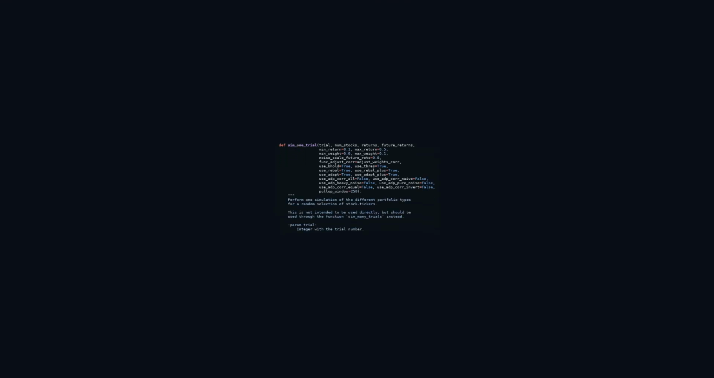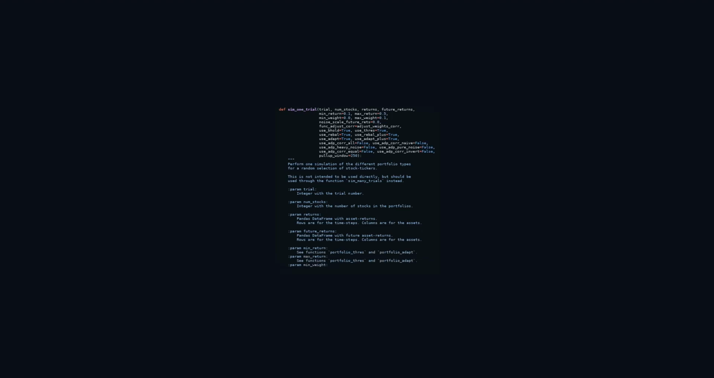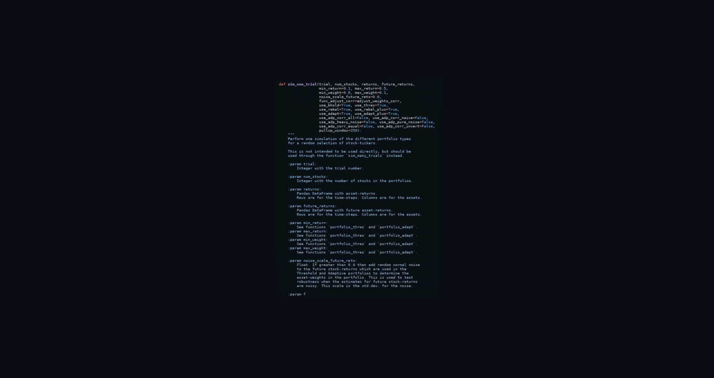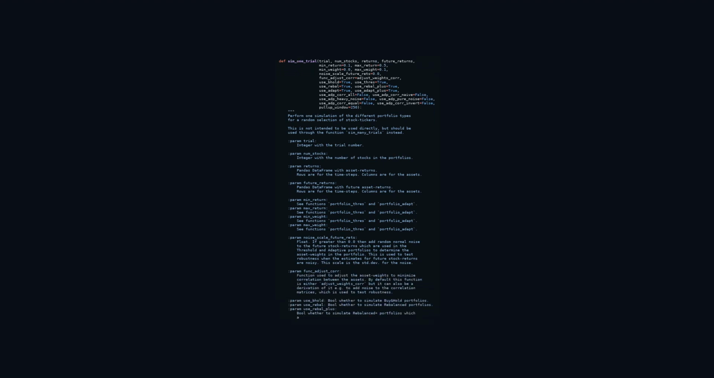The function SimOneTrial is designed to perform a single simulation trial for various portfolio types utilizing given parameters and data. It takes parameters such as the trial number, the number of stocks, historical returns data, future returns data, and several configuration options for different portfolio strategies.